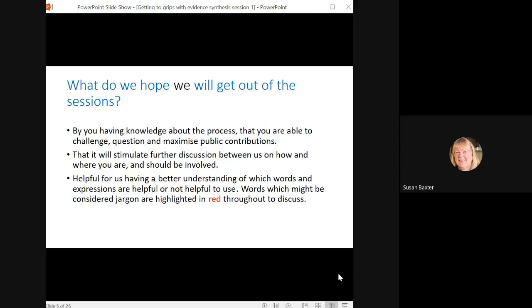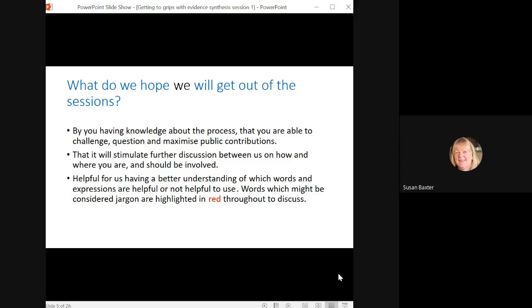So that's what we hope that you're going to be getting out of the two sessions that we're delivering. We obviously are hoping to get something out of it as well, and we really hope that by giving you more knowledge about the process, you're able to challenge and question what we're doing, which will really maximise the contribution that members of the public make to our research.